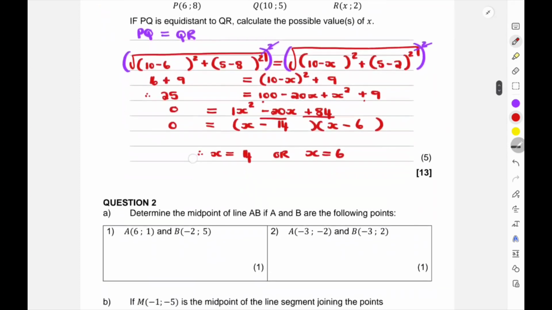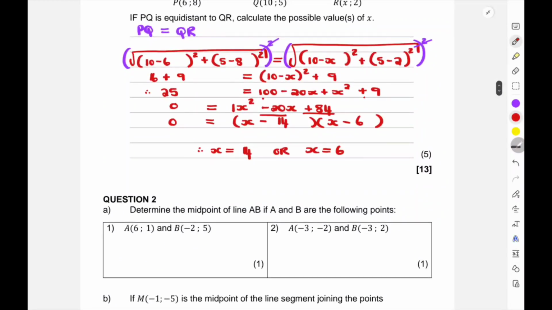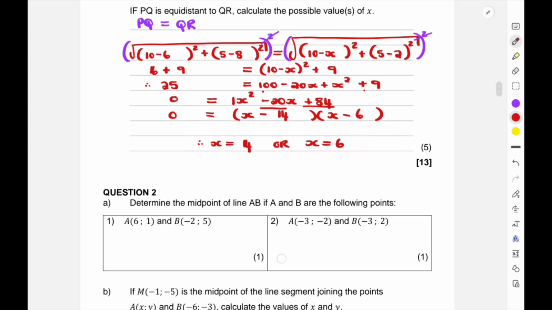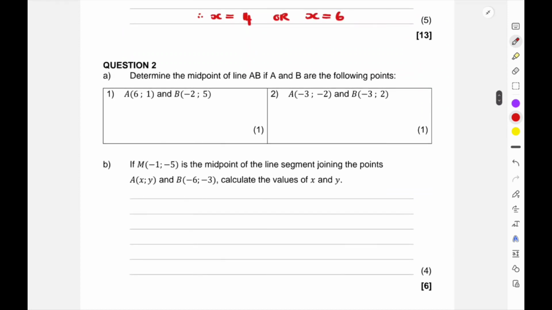Okay, so calculate the possible values of X. So X can either be 14 or 6. So please always, when you're done with the question, go back to the question itself and see, did I answer what was asked? Okay, then question 2, to do with the midpoint.